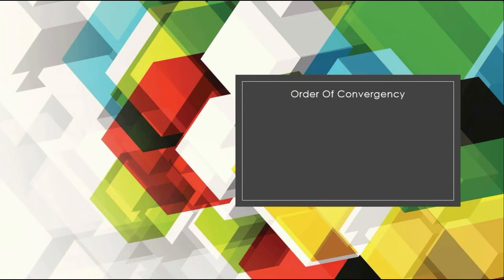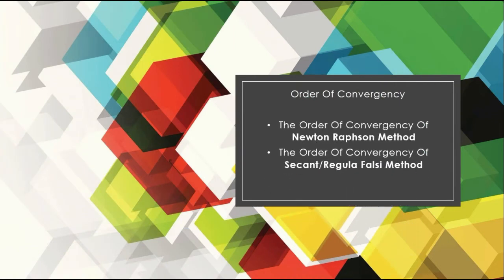In today's lecture, we are going to discuss the order of convergency of Newton Raphson method and the order of convergency of secant and Regula Falsi method, method of false position. As we have discussed previously, Newton Raphson method is a very fast converging method, because the order of convergency of the Newton Raphson method is 2, and the order of convergency of secant method and Regula Falsi method is 1.62. The scheme of secant and Regula Falsi method is quite similar. So the procedure is different, but the scheme is same. That's why the order of convergency of both the methods is same.